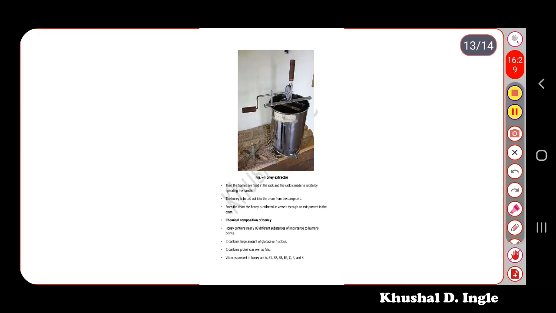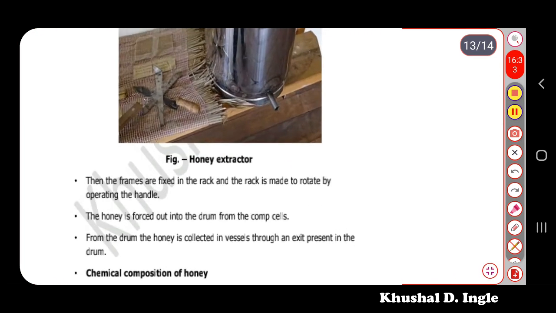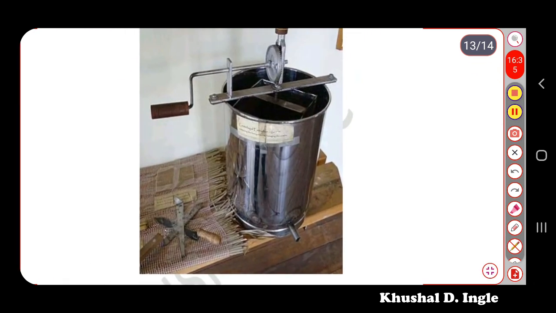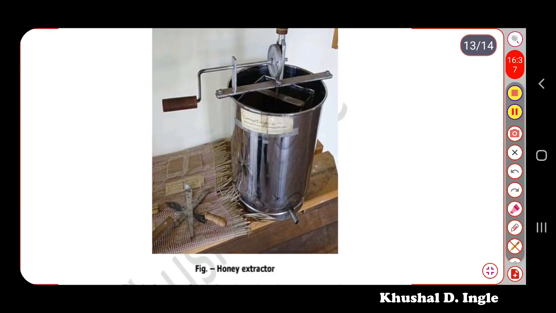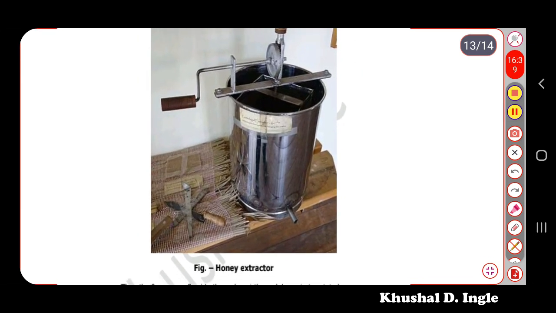See, this is the honey extractor. You will observe that this is a drum-like structure or small drum, and this is the handle. We have to rotate it at a particular speed, and this is the rack which is used to contain or hold the wooden frame.